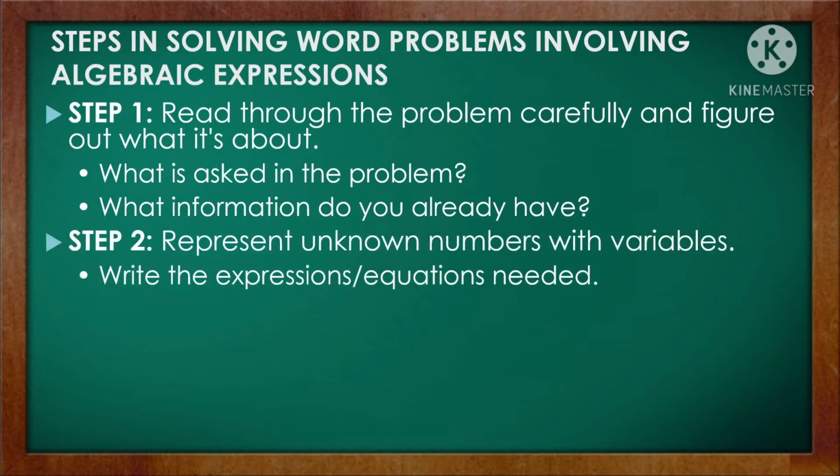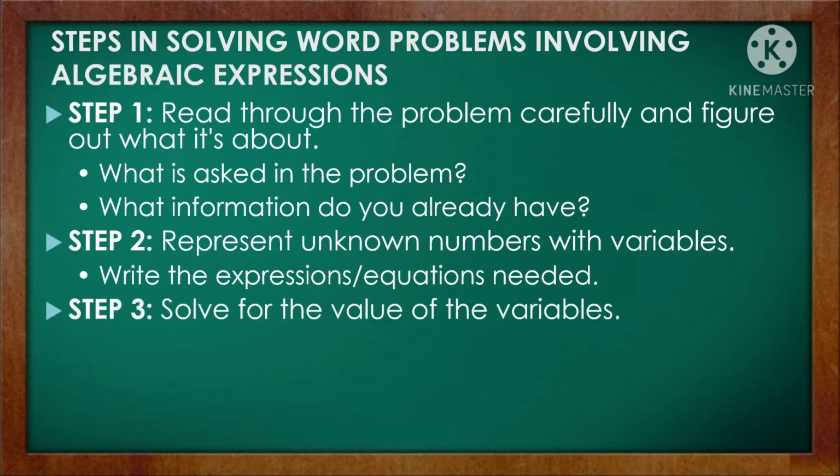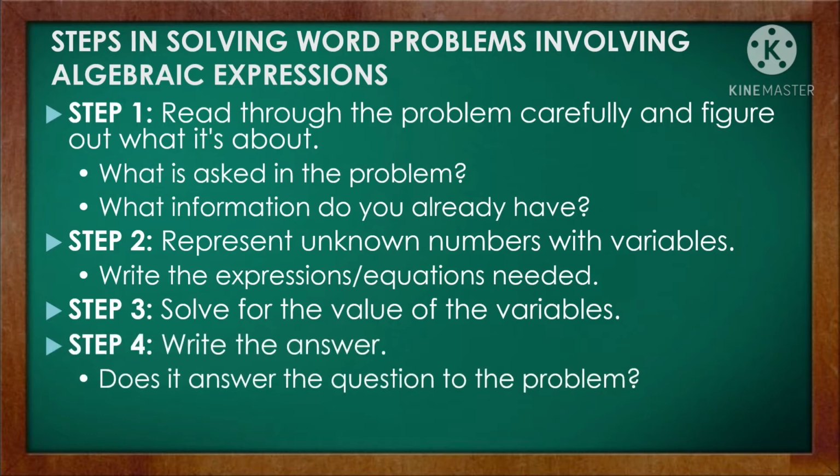Step number 2. Represent unknown numbers with variables. Write the expressions or equations needed. Step number 3. Solve for the value of the variables. Step number 4. Write the answer. Does it answer the question to the problem? And step number 5. Check your answer.